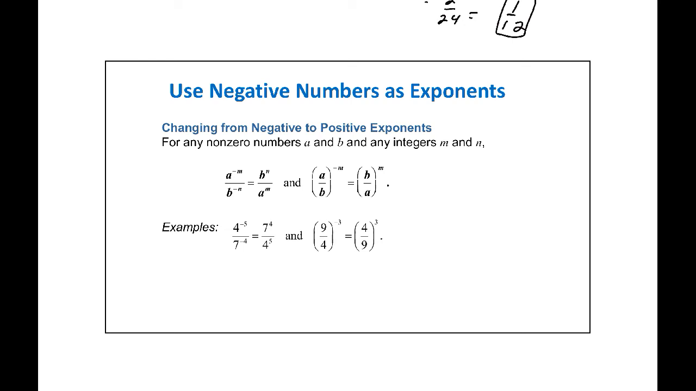Similarly, as we've already seen, a divided by b to the negative m is equal to b divided by a to the positive m. We take the reciprocal of that fraction and change the exponent from a negative to a positive. And then there are these two examples. We've already seen something similar. 4 to the negative 5 divided by 7 to the negative 4 is 7 to the positive 4 divided by 4 to the positive 5. The sign of our exponent's changed, and we've taken the reciprocal of that fraction, so our bases have moved.